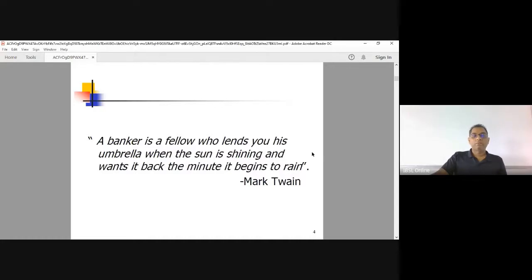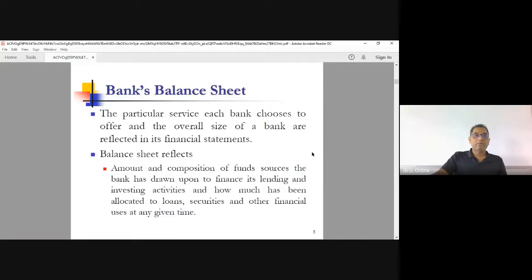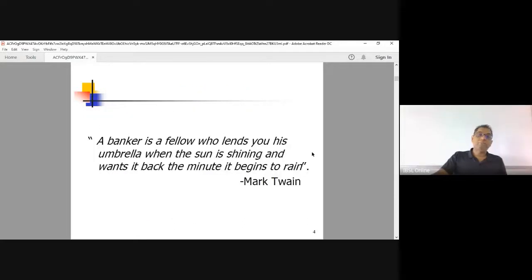This is Mark Twain saying, so what it means is the banks are there when things are good, but if things are bad, you might not see them around in the same way. And you will understand there's a meaning to that afterwards.